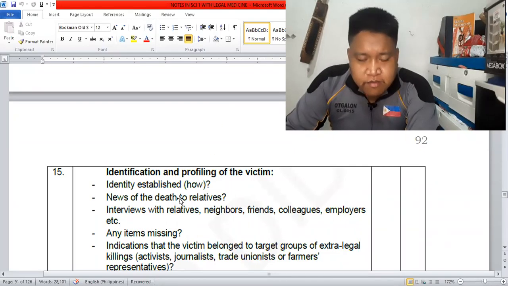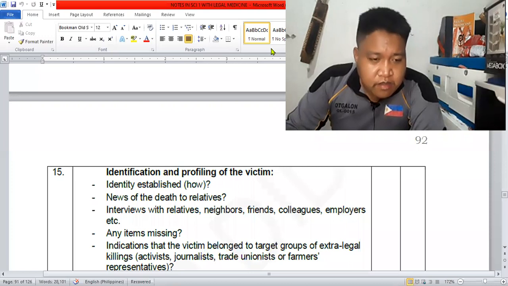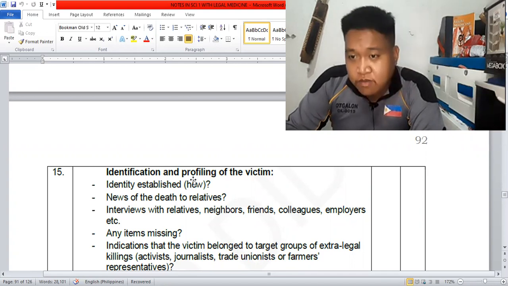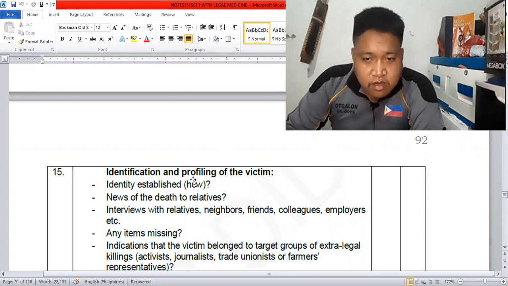Okay, so let us continue our discussion in chapter 4. This is part 3 of chapter 4 on the crime scene investigation techniques. And all right, so we ended the discussion in this part on the identification as far as investigators' checklists are concerned. So, identification and profiling of the victim.